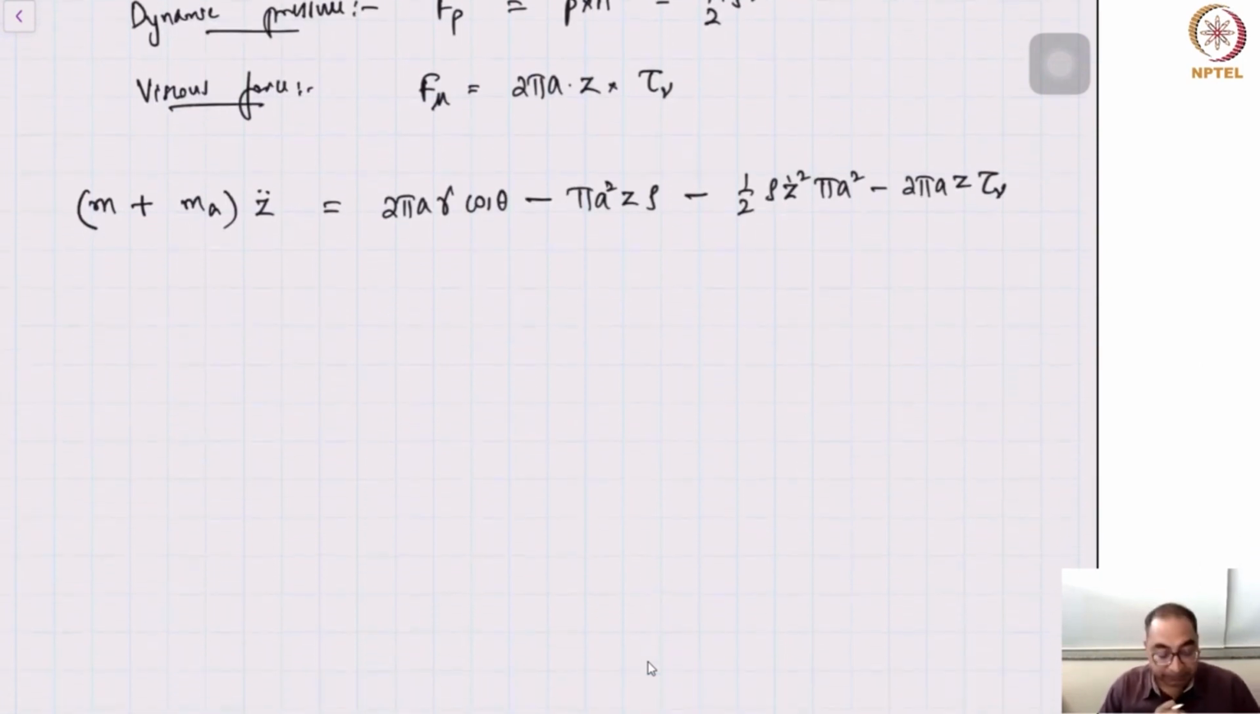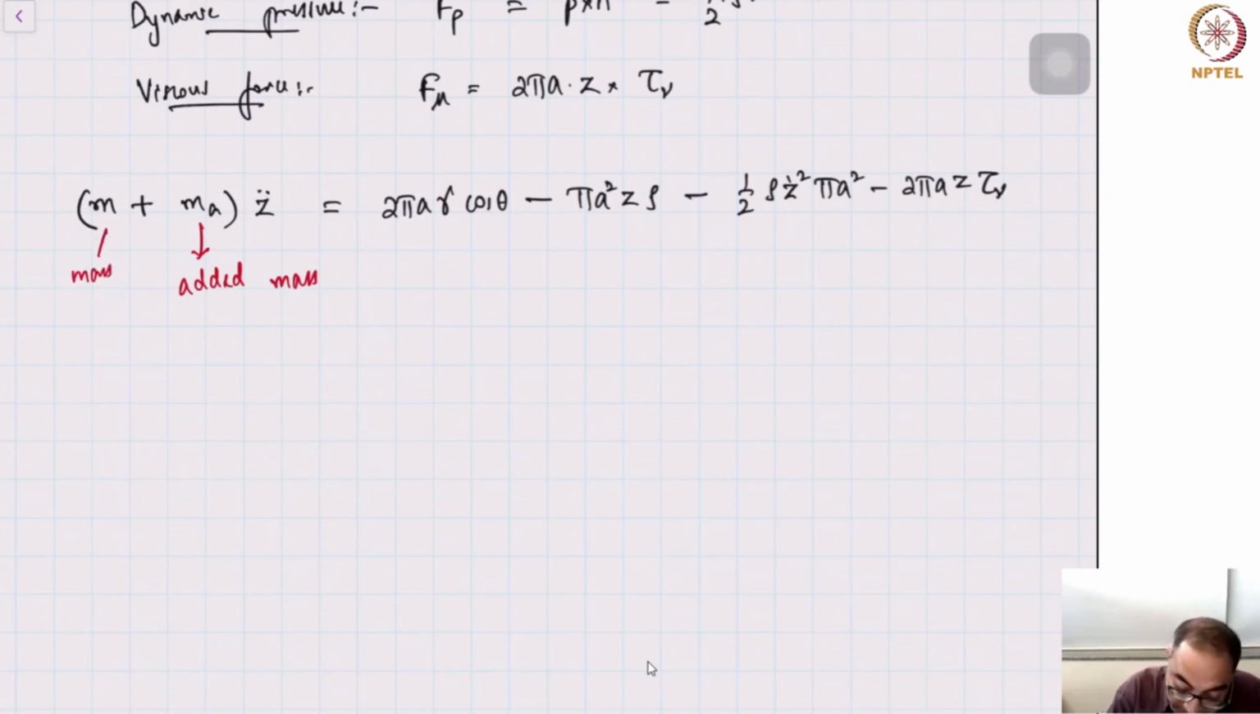So now that we have this, we want to determine the added mass. And this is the mass here. And also remember that z is a function of time. z and z dot are both functions of time. Okay. So the left hand side clearly is the inertial terms, and the right hand side are all the forces, driving forces as well as opposing forces.